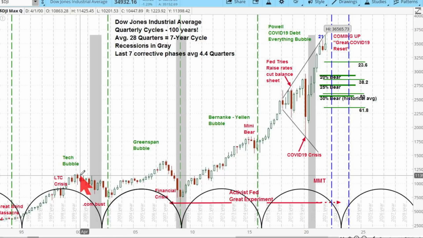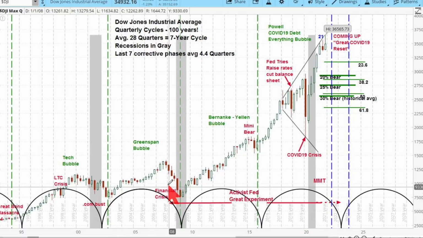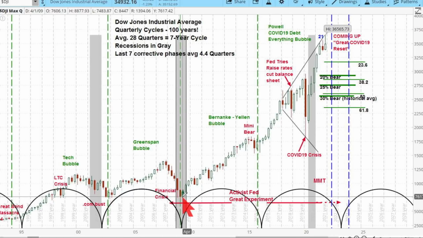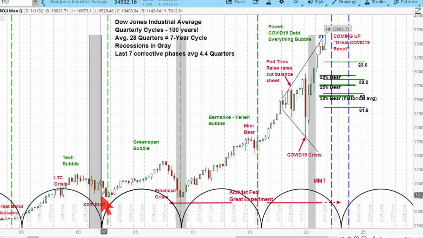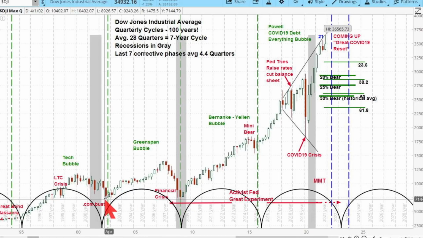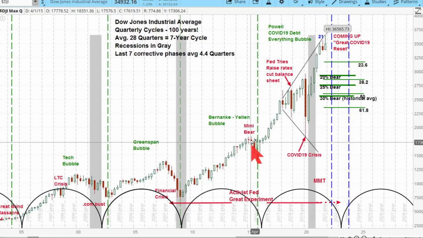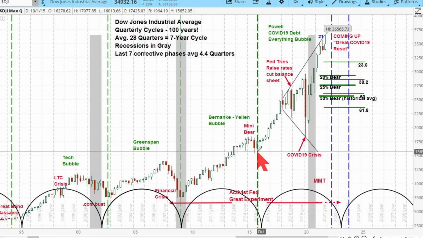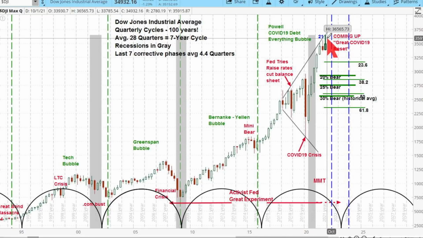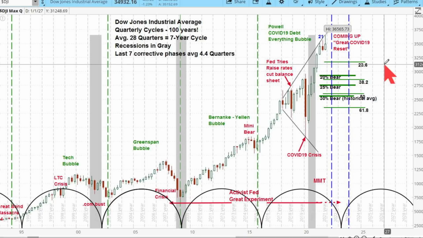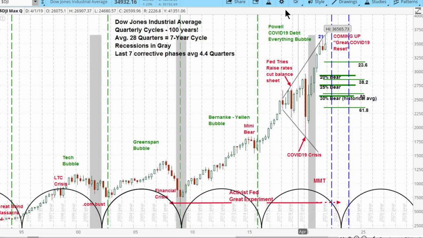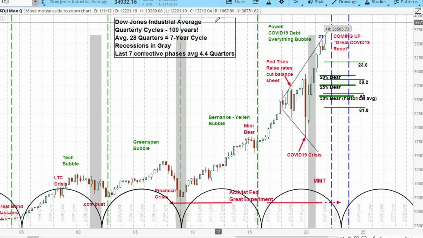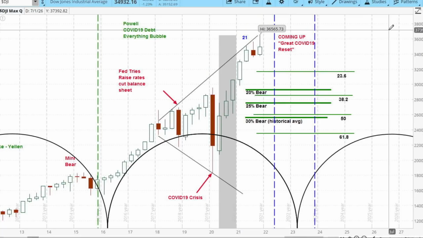You can see in here these were longer. This was more like about 6 quarters. This one here was almost 2 years, or 2 years right there. This one was only about 2.5 quarters. And right over here, you could see the market is topping. And what's coming up as we look at this is the great COVID-19 reset.